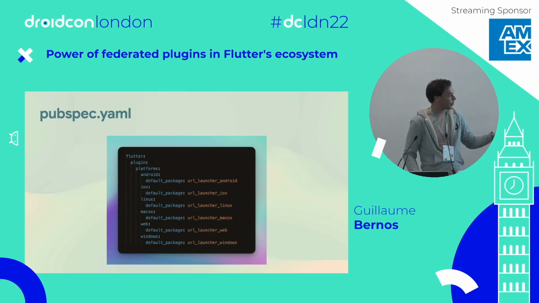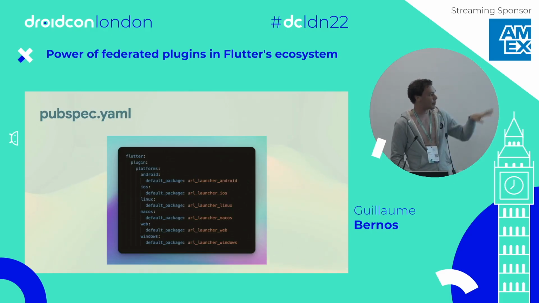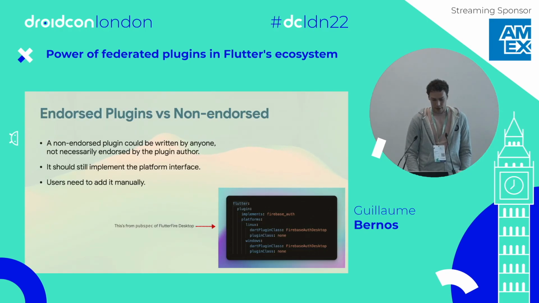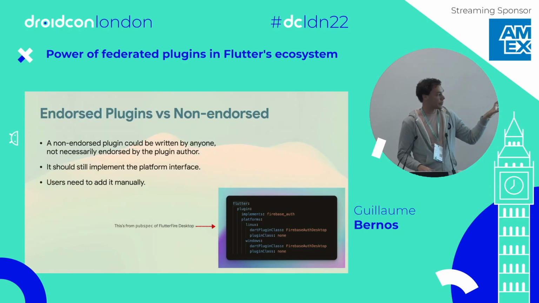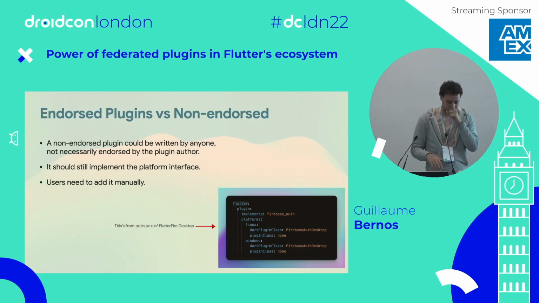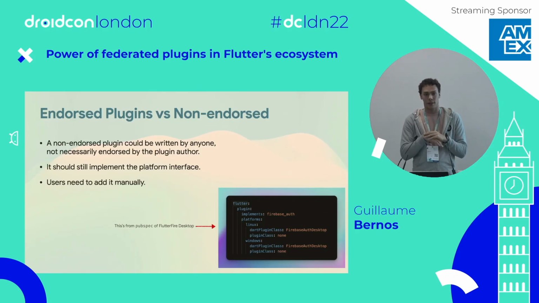So as I've shown you, you have in the pubspec all your different default packages. And that brings us to endorsed plugins versus non-endorsed plugins. There are a lot of ways of thinking about non-endorsed plugins. It can be a way to extend a plugin that is not supported anymore. For instance, you have a plugin you love. You don't want to fork it and have to maintain the fork or something like that.